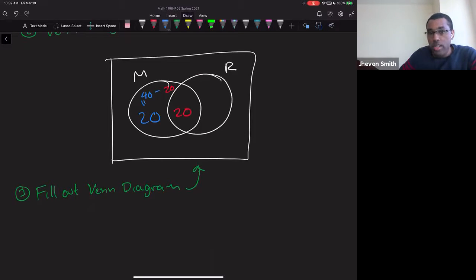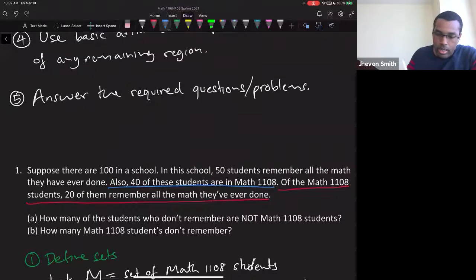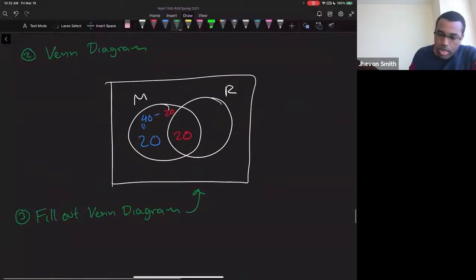Now, if I had written the 40 in that circle in the beginning, I would be in trouble, right? Because then it would tell me that there are 60 math students. So you don't want to fill in the number just willy-nilly. You really have to think about it. And we know that 50 students remember all the math they've ever done. So that means there are 50 students in the R circle, but I have to subtract the 20 students already accounted for in the intersection. So that leaves me with 30 students out here.